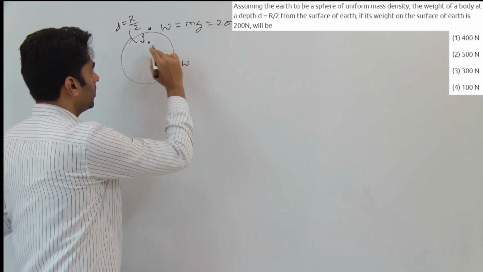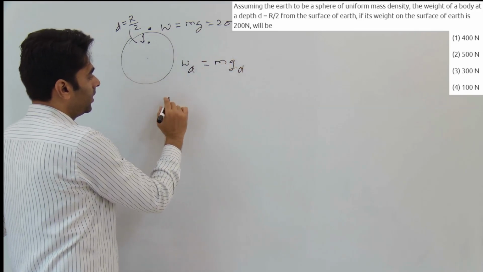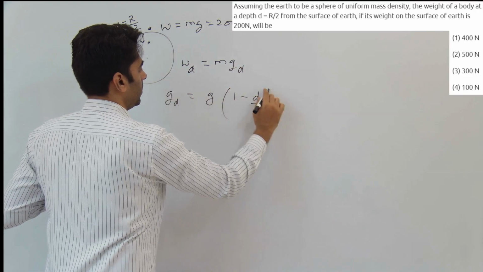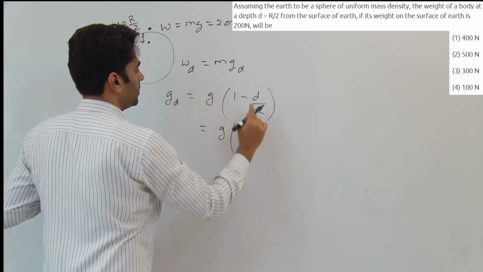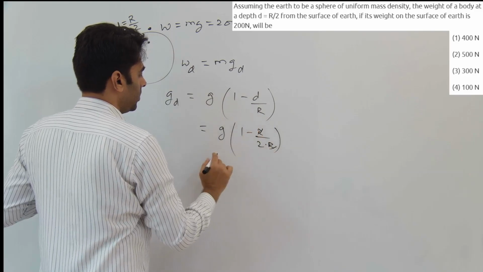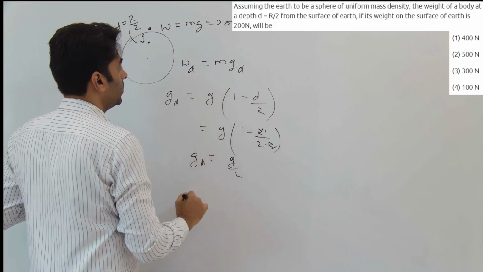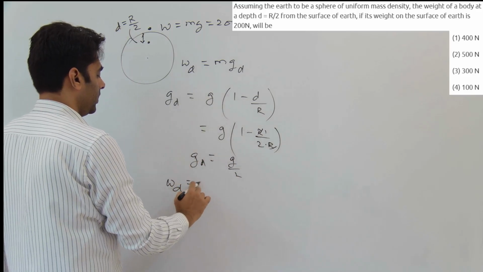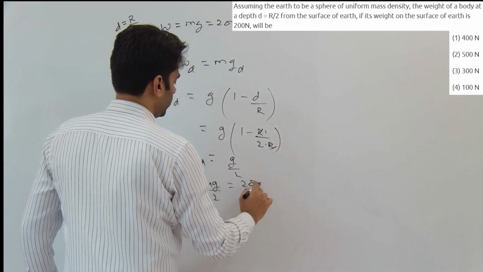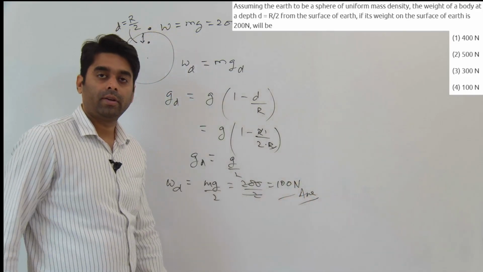Let us see. So what can I write? W dash, or W at depth d, will be m into g_d. Let us calculate. g at depth d is given as g times 1 minus d by r. Fine. g times 1 minus d. d value is how much? r by 2. So r by 2 by r cancels out. We will get g times 1 minus 1 by 2, that is g by 2. So from this you can see it will come out to be mg by 2, which is 200 by 2, that is 100 Newton. 100 Newton is our answer, right?